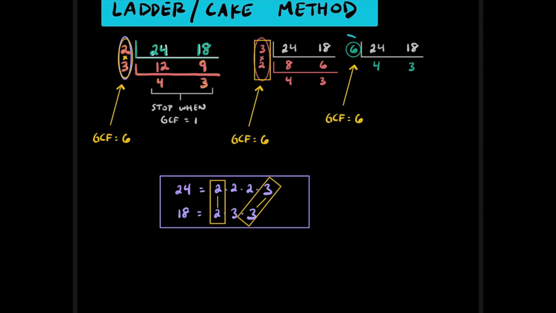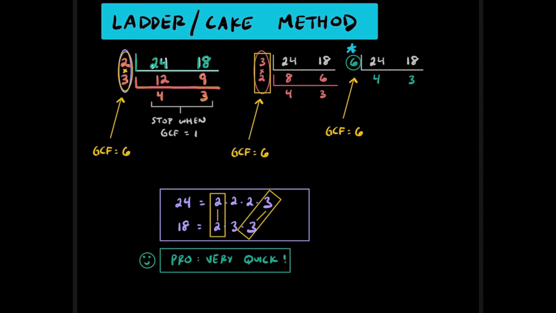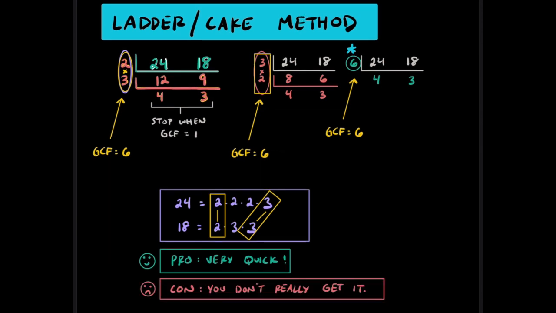However, a lot of people like the ladder method because if you can see the greatest common factor right away, you can do it very quickly. The biggest advantage of this method is that it's very quick and requires very little writing. The biggest downside of this method is that a lot of people don't really understand what they're doing. While it's quick and efficient, it sort of hides what's really going on.